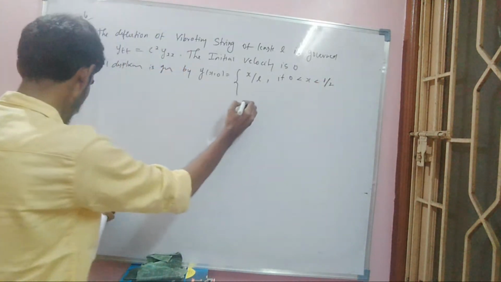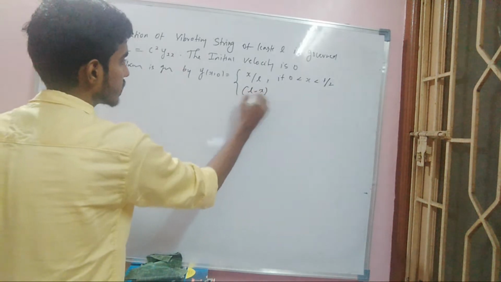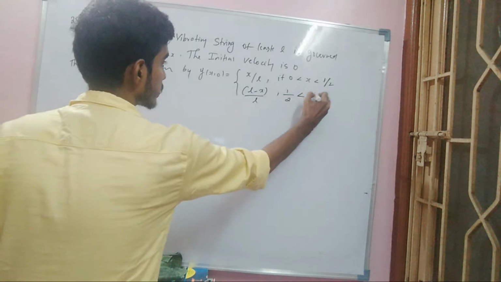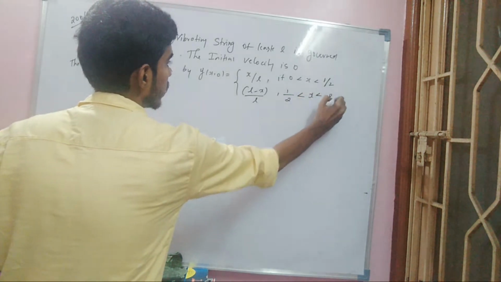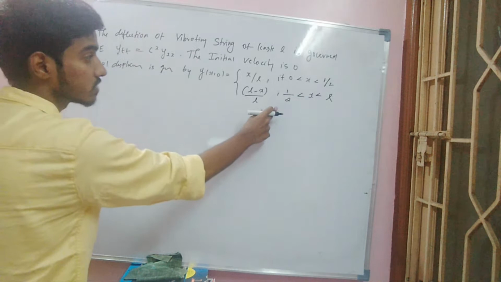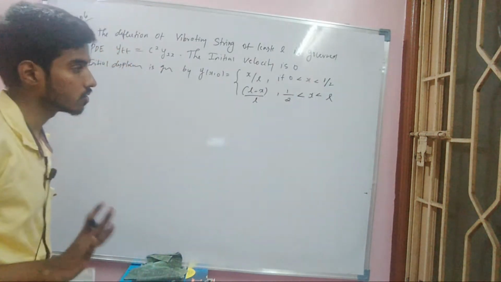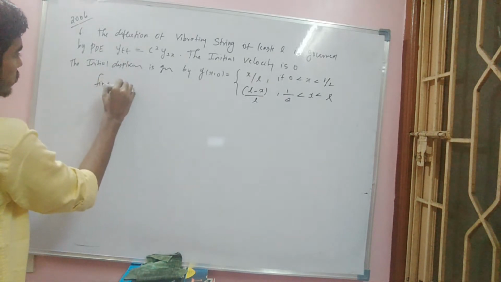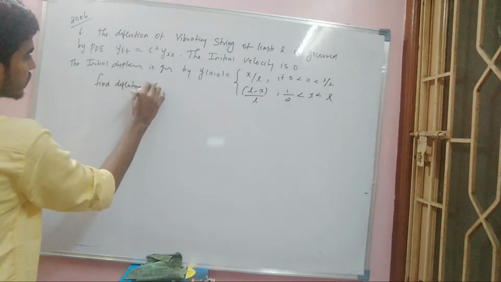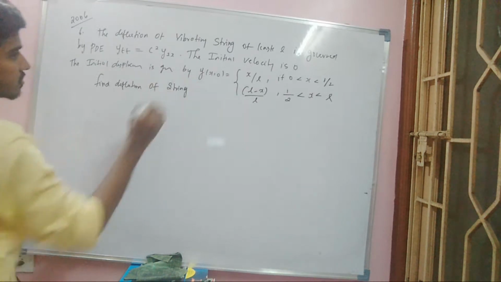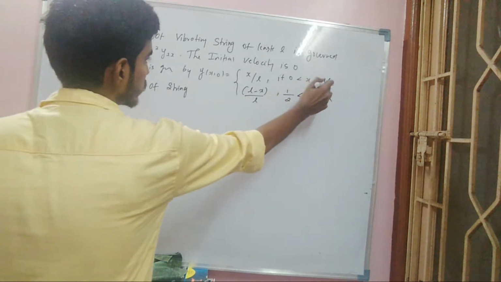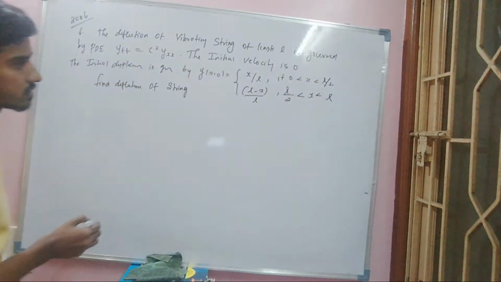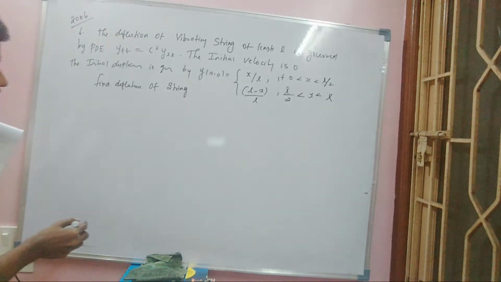0 to 1 by 2, and L minus x by L if 1 by 2 is less than x is less than L. I will confirm this after I send a photo for this problem, right? I don't know whether it's L by 2 or 1 by 2. Find the deflection of the string, right? I think it is L by 2: 0 to L by 2, and L by 2 is less than x is less than L. I will confirm that after the class.